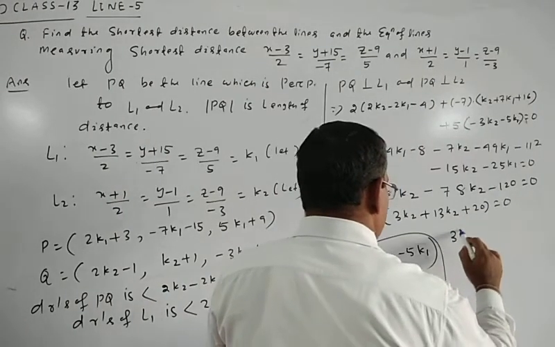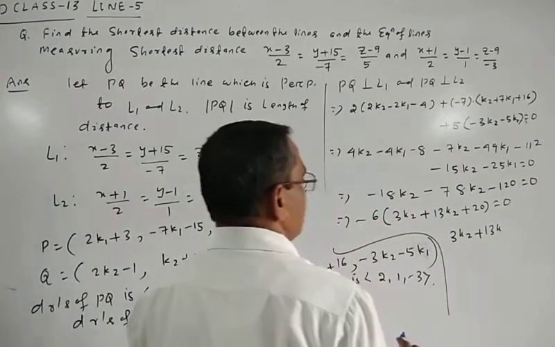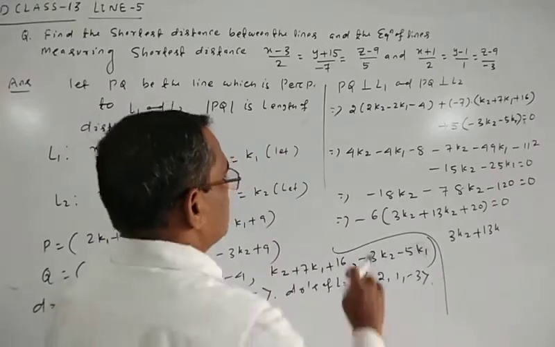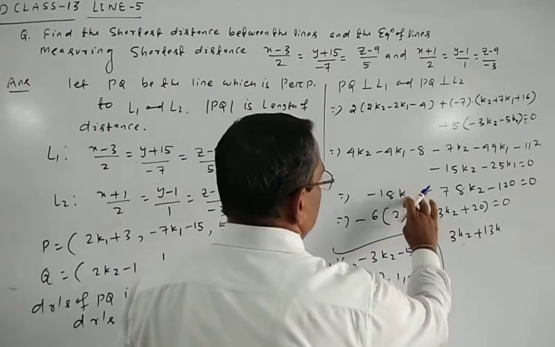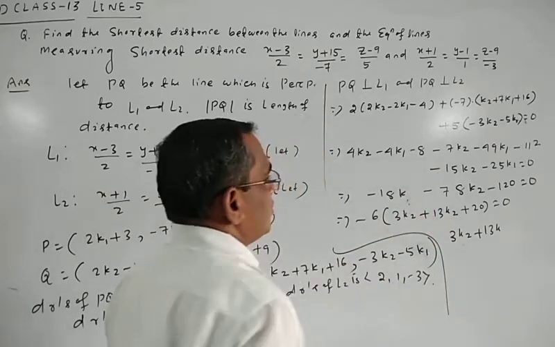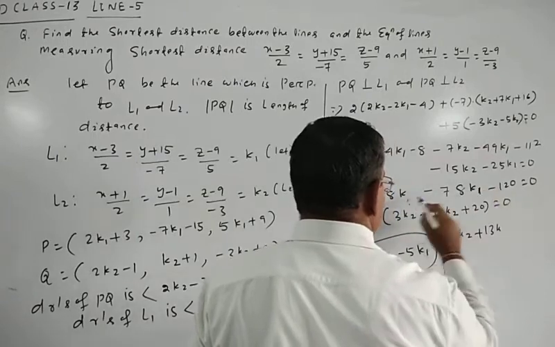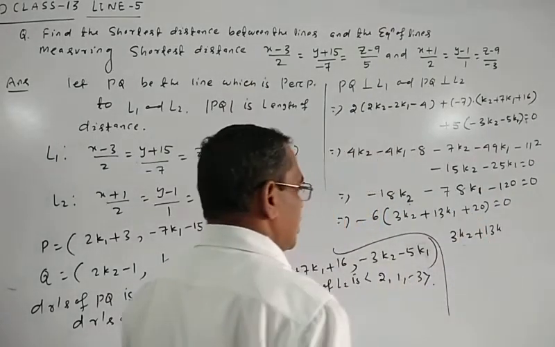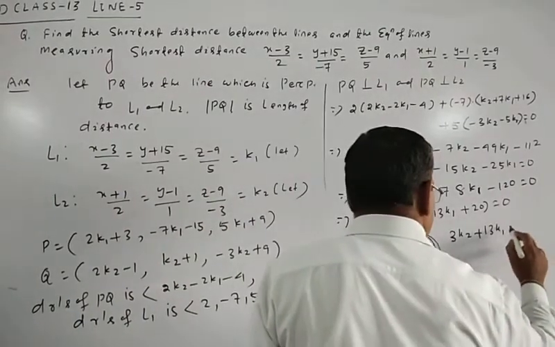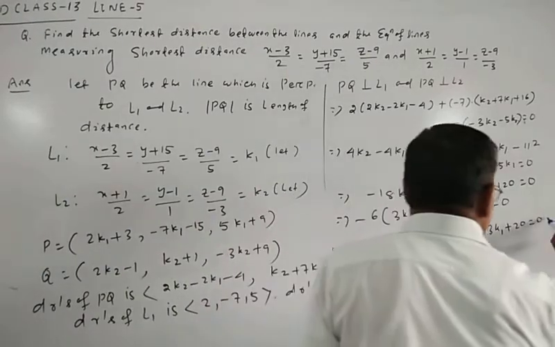That is 3K2 plus 13. Sorry, this is minus 78K1 and this is K2. So 3K2 plus 13K1 plus 20 is equal to 0. Let it be equation 1.